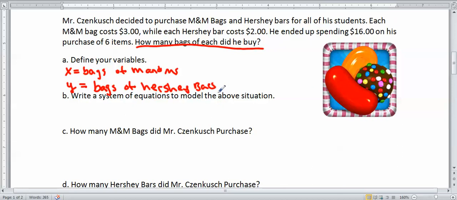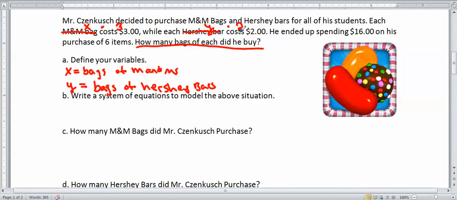Okay, so it says write a system of equations to model the above situation. So I've got two things going on here. Each bag of M&Ms costs $3. So I'm going to replace M&M bags with X, and costing $3 means I'm going to spend $3 each. So that implies multiplication. So it's X times 3. And each of my bags of Hershey's is going to cost $2. So I'm going to replace the Hershey bar with Y, and those cost $2 each. So I'm going to multiply by 2.